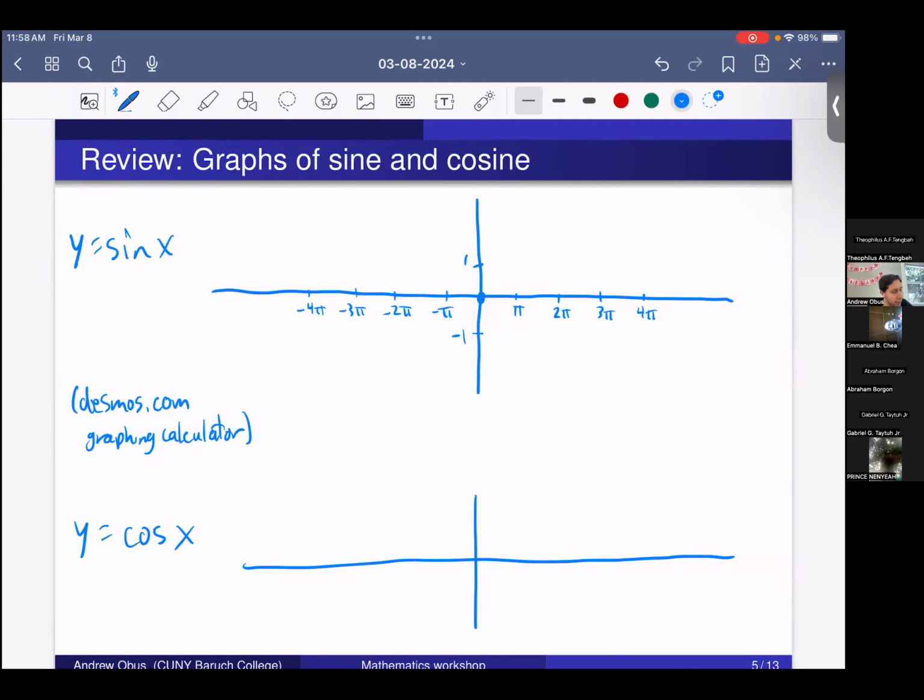And the graph of sine of 0 is 0. It goes up to 1 when you get pi over 2, back down to 0 at pi, down to minus 1 at 3 pi over 2, back up to 0 at 2 pi. And then we know once we get to 2 pi, it repeats. So it's now just going to repeat itself.